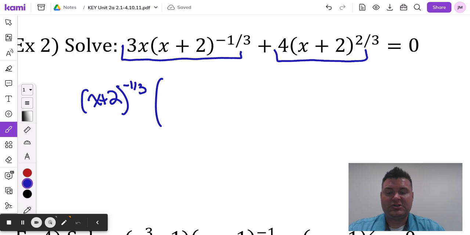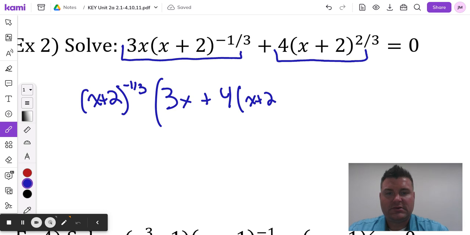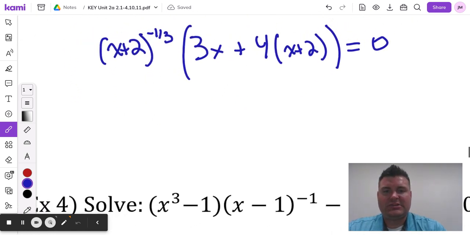Leaving me with, in the first term, just a 3x still remaining, plus what remains in the second term, the 4, and then the x plus 2 to the first power, because I'm just subtracting the negative 1/3, which is the same thing as adding 1/3. Adding 1/3 to 2/3 is 3/3, which is 1. That's pretty wordy. Now all I do is play around with this a little bit, and then we'll solve for 0.